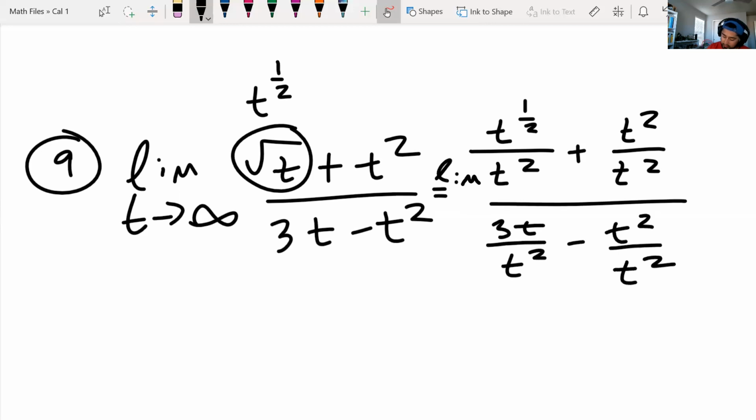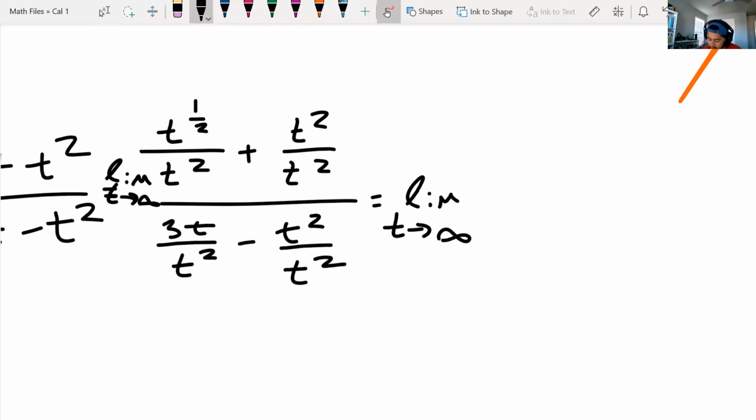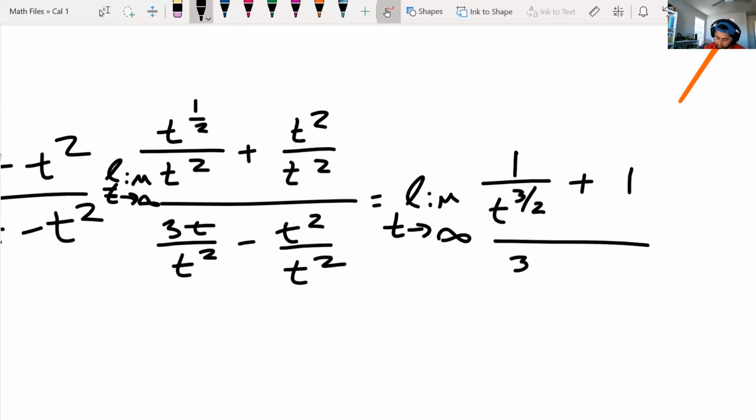Don't forget your limit. Oh yeah. And then we reduce. So you'll get the limit as t approaches infinity of 1/2 minus 2, or 2 minus 1/2, that's 1.5. That'll give you 1 over t to the 3/2 plus 1 over 3 over t minus 1.